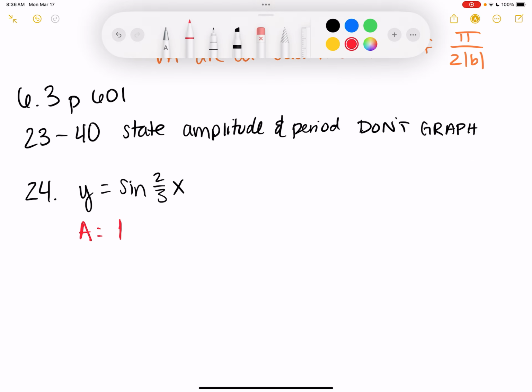Then the period is 2 pi over b. So that would be 2 pi over, in this case, this is a fraction, so 2/3. At this point, I would need to keep change flip. So I would have 2 pi times 3 over 2. The 2's here will cancel, and so my period would be 3 pi. And so that's all we have to do on this little section of problems here.